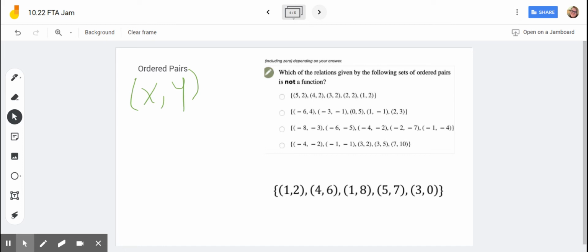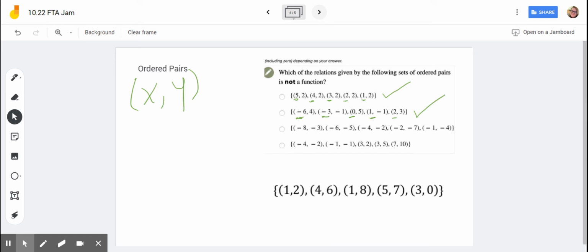So when I'm looking at this, I'm only looking at the first number in each pair and see if it repeats. Okay, so I have 5, 4, 3, 2, and 1. So that one's good. That's a function. So that's not my answer. Next, I have -6, -3, 0, 1, and 2. Those are all different numbers. They're the first, the x's, and so that's a function. That's good.